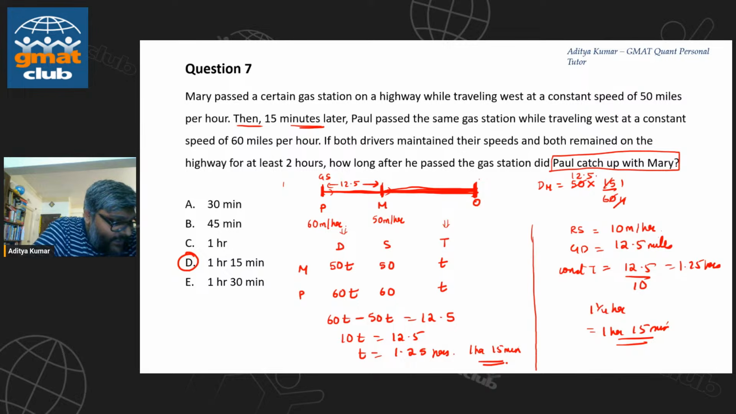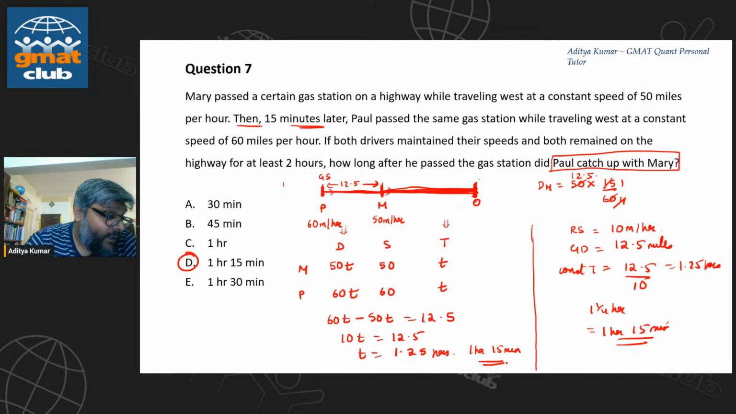Yes, you could have also done 60 into t minus 15 by 60 is equal to 50t, or creating your equation via the distance. Absolutely okay to do that as well, right? Just one small change, Ramon. I wouldn't write it as t minus 15. I'll have to write it as t minus 15 by 60 because I have to maintain all the units across a common.